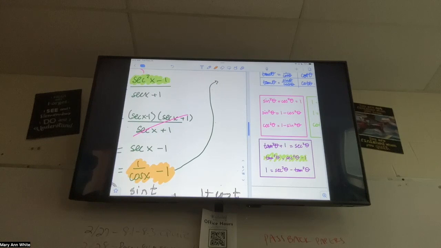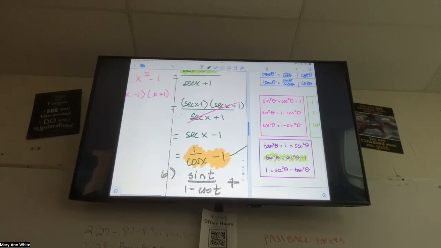Does anyone know what I need to do to get these two into one fraction? What if I had like 1/2 minus 1? What would you do to get those two to go together? Go ahead and make it like denominators, right? Multiply that by 2 over 2 so that I can have a like denominator. What should I multiply this 1 by? What over what? So it has like denominators of cosine. Cosine, right? Multiply by cosine top and bottom.